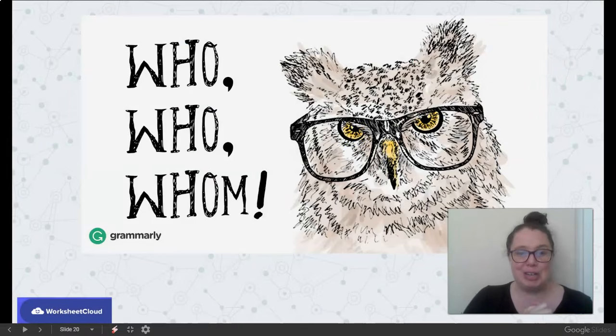So there it is. Whom, the owl says. I hope that you guys were able to take a lot of this revision, but mostly just remember the main rule. When do you use I or me? When do you use who or whom? Because those are mistakes and errors that not only creep into your writing, but they're ones you're going to have to identify as you go forward with your school year.